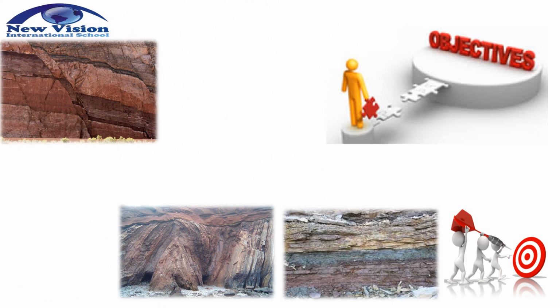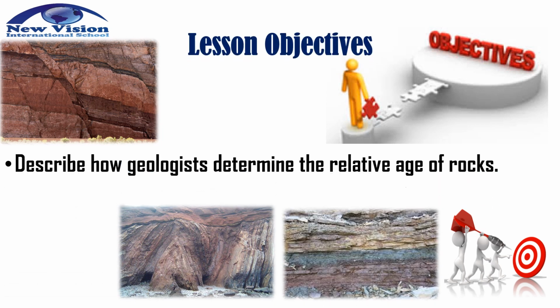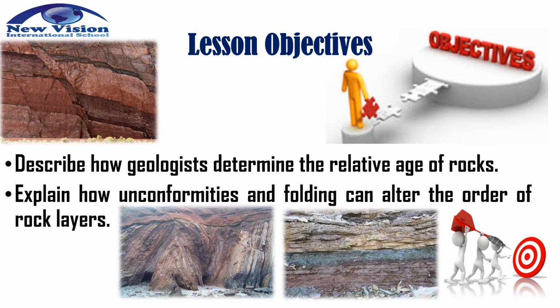Now let us check our lesson objectives. Describe how geologists determine the relative age of rocks. Explain how unconformities and folding can alter the order of rock layers.